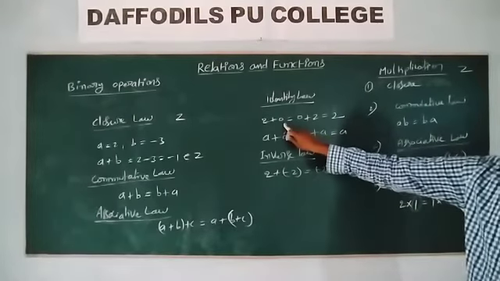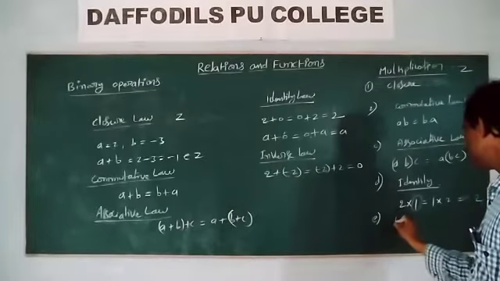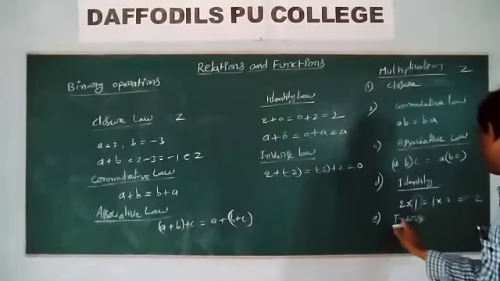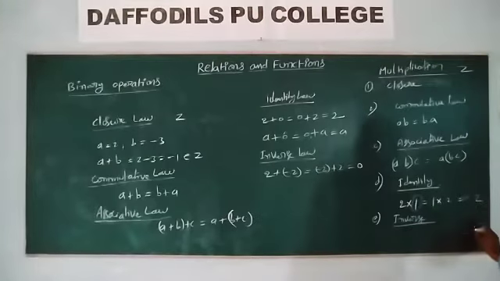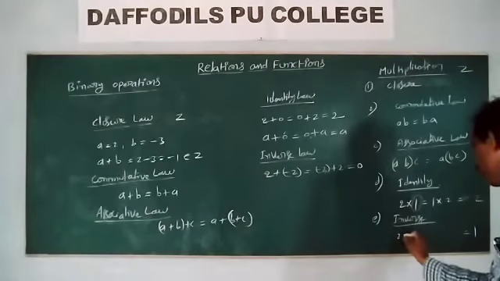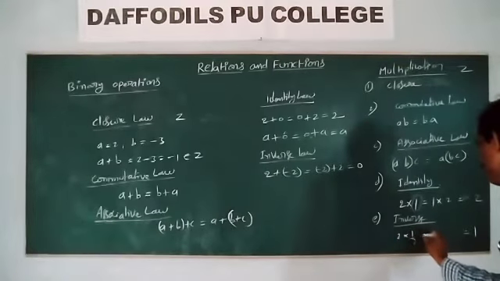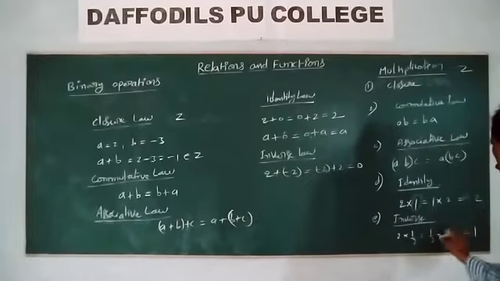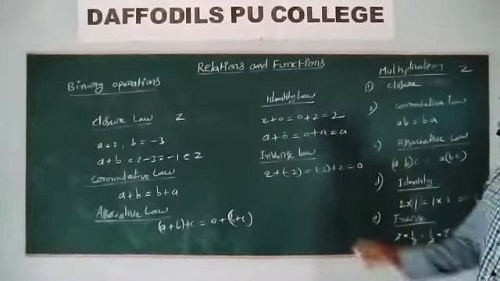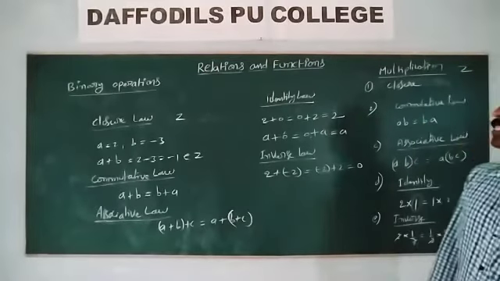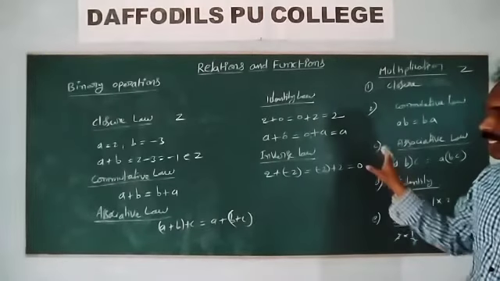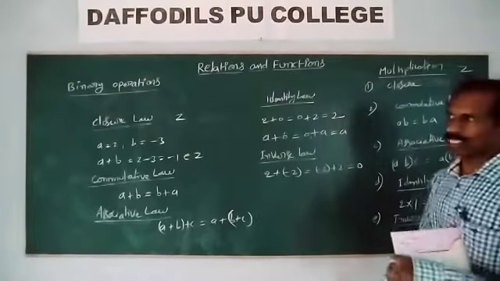Here 0 is the additive identity. Inverse law. Here the resultant answer should be the identity 1, whereas for addition the resultant answer was the additive identity 0. So for 2, the inverse is 1 by 2; 1 by 2 into 2 cancels, then the answer will be the identity element. So these are the addition properties and multiplicative properties. Remember this also, compulsory for this exercise.